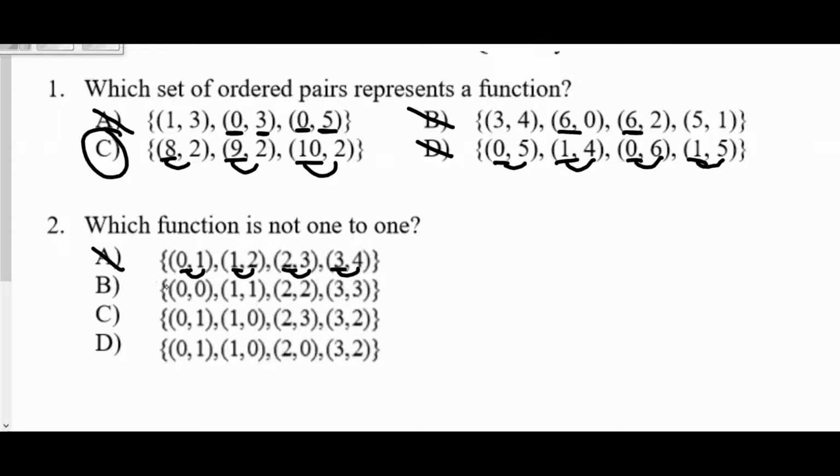That's 1-to-1, so I'm going to cross it out. Here I have 0 going to 0, 1 going to 1, 2 going to 2, 3 going to 3. There's no repeating in x values or no repeating in y values. So that's 1-to-1. Here I have 0 going to 1, 1 going to 0, 2 going to 3, 3 going to 2. That's 1-to-1, so I'm going to cross that out, and let's look at D. I have 0 going to 1, 1 going to 0, 2 going to 0. Here's our problem. 1 and 2 are both unique x values, but they're being mapped to the same y value. They're sharing a y value, so that would make it not 1-to-1.